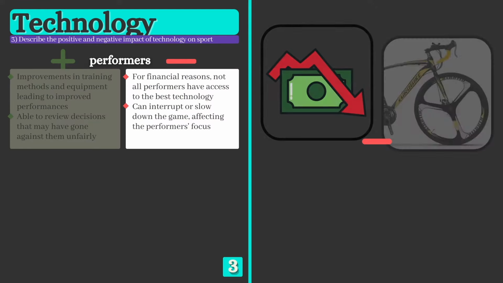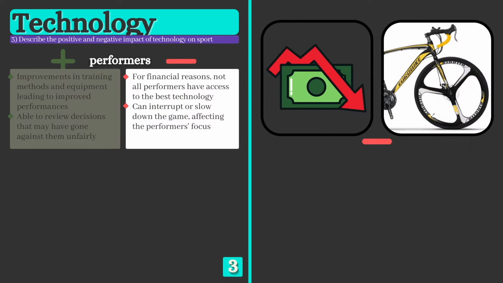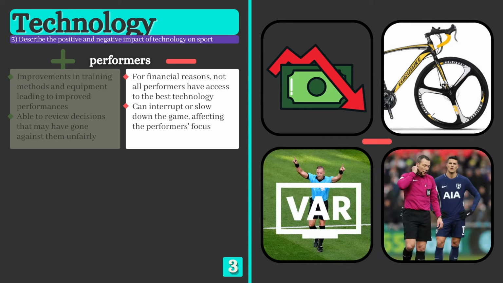Unfortunately, however, due to a lack of funding, not all athletes have access to the latest technology, giving an advantage to those from wealthier countries. Decision-making technology may also break up or slow down a game, which could interfere with a performer's focus.